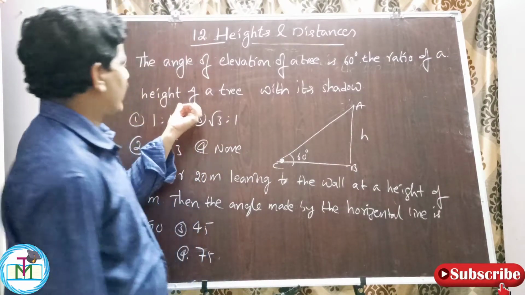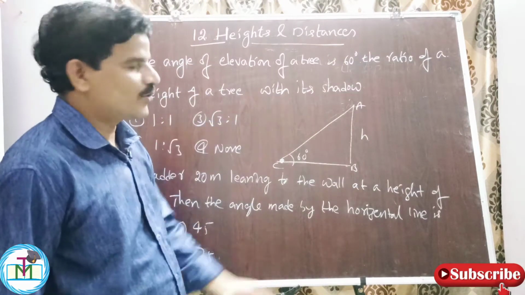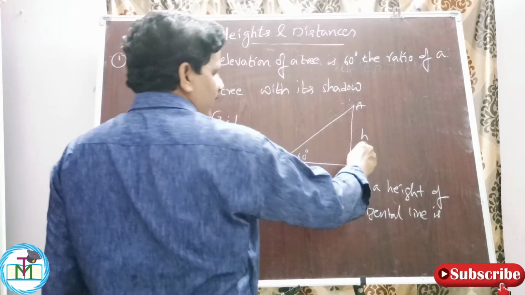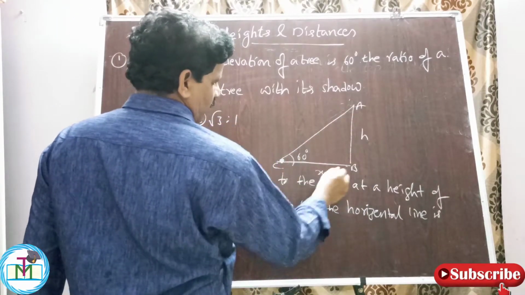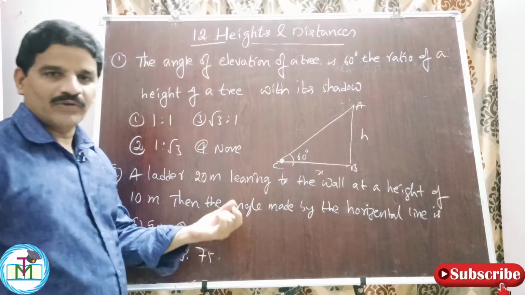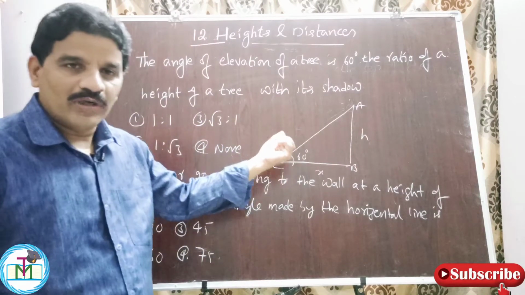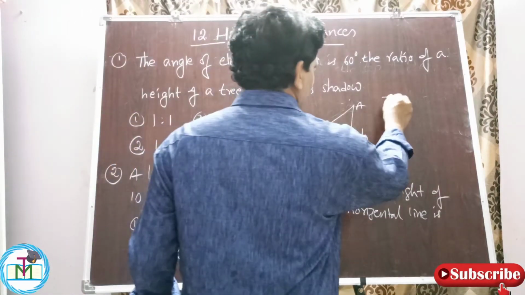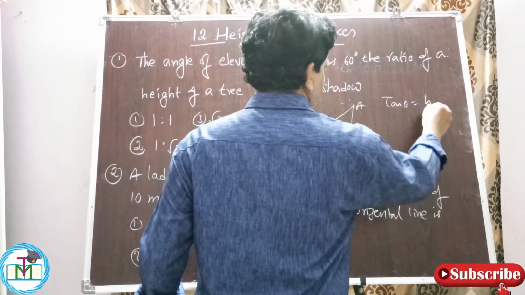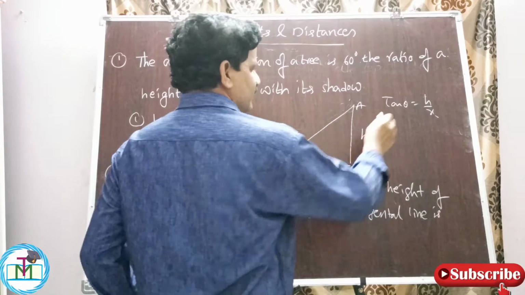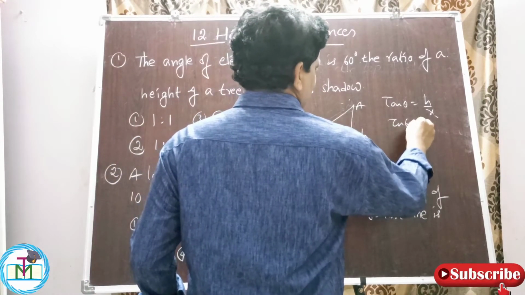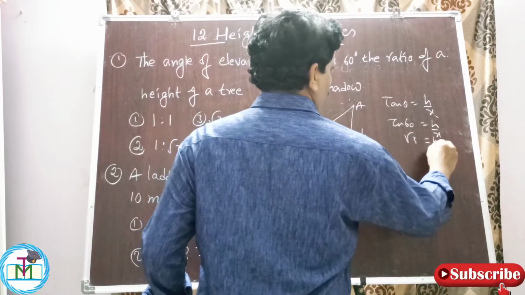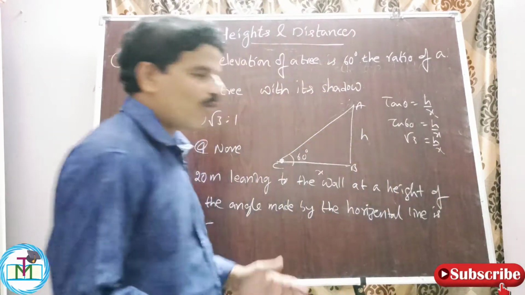So here we have to find the ratio of the height of the tree with its shadow. Here AB is the height, and x is what? Its shadow. So here we have the formula. I have only one value, theta is equal to 60. That formula is what? Tan theta is equal to h by x. What is theta? 60. Tan 60 is equal to h by x. Tan 60 is root 3. Root 3 is equal to h by x. I want the ratio.